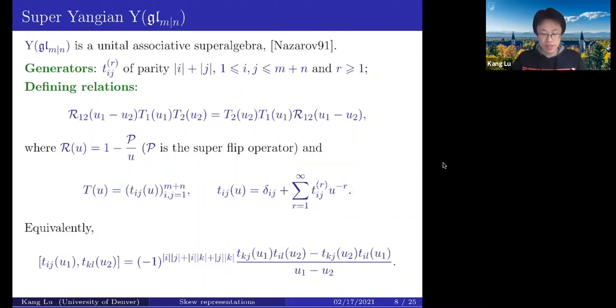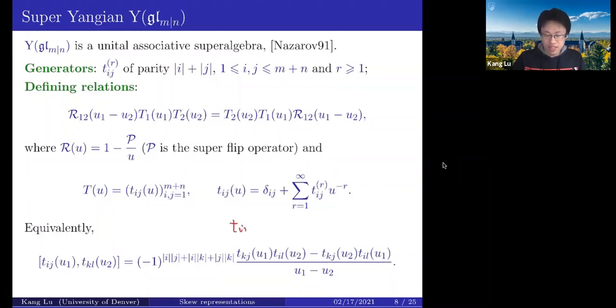So the relation is given by this RTT relation. I will call those T's the RTT generators. So this is the RTT presentation, where R is the Yang R matrix, which is the identity matrix minus the flip operator over u. Equivalently, those relations can also be written in the following way. You just make the equality on the corresponding coefficients.